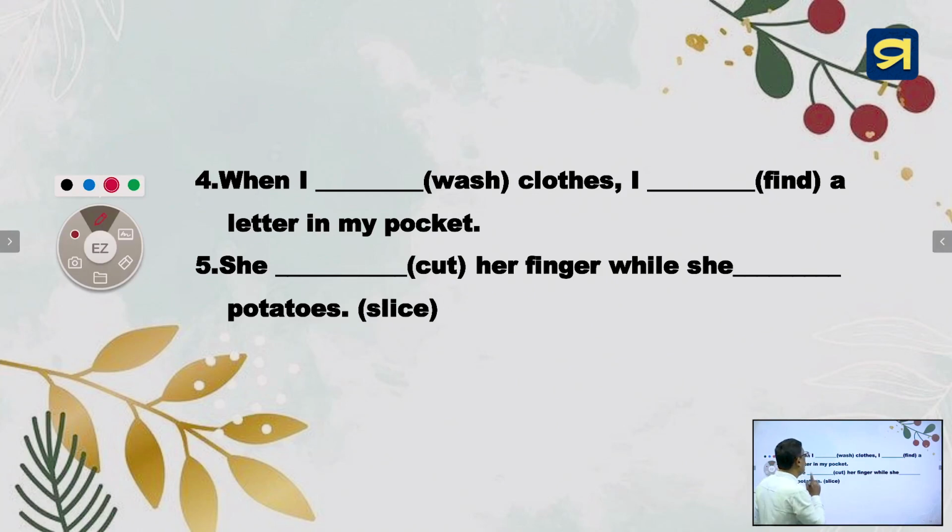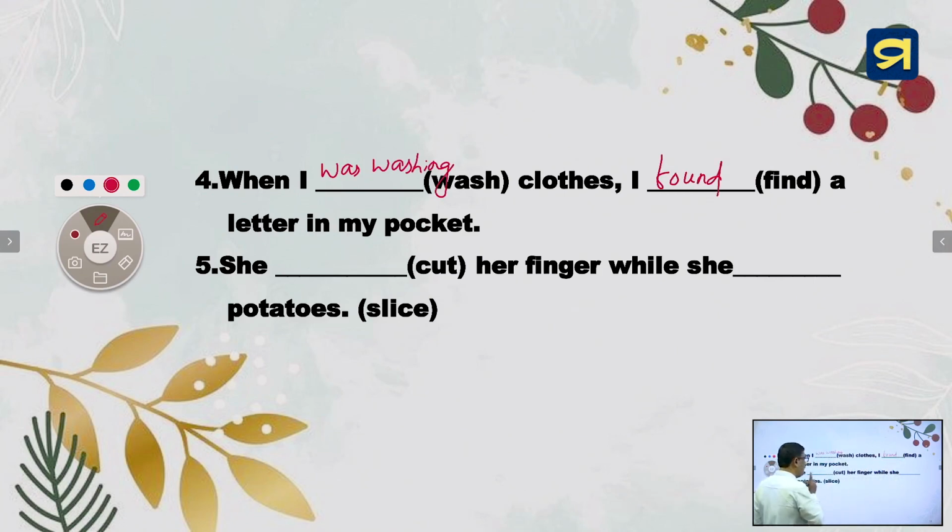When I wash clothes, I find a letter in my pocket. Which action was in progress? Very good. Was. That means how do you write? When I was washing clothes, I found. The second form of find means found.